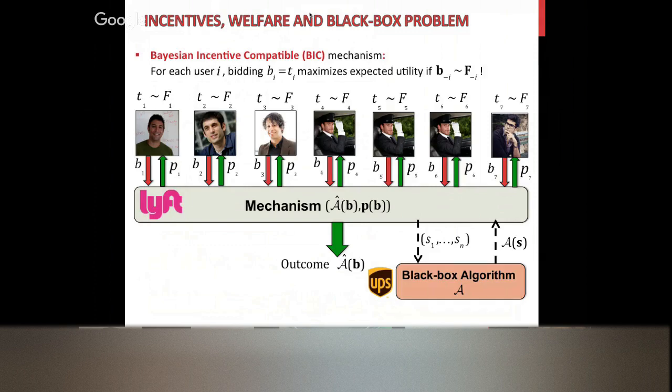So this is the way you can think of BIC. You are an agent, and you have no idea what's happening in the Bayesian world. So you assume that everyone else is truthful, and their reported type is coming from their distribution. Now, playing truthfully is your best strategy in this scenario. Outcome and payments are picked such that playing truthfully is the best strategy for you. This is called BIC. And we are looking at the expected welfare, which is the total expected value generated by the mechanism, and the expectation is over the randomness in the types.